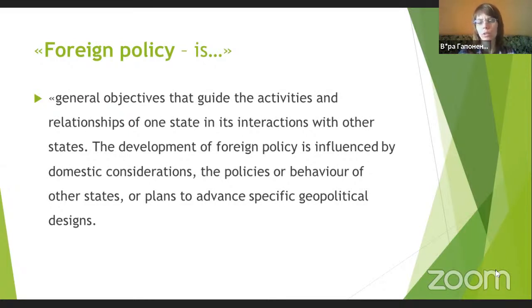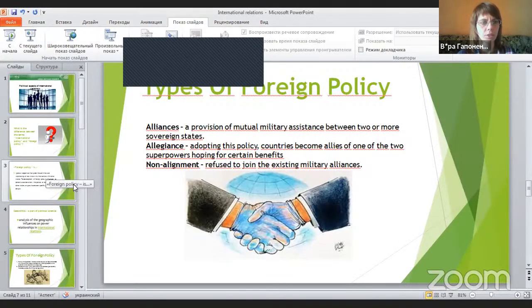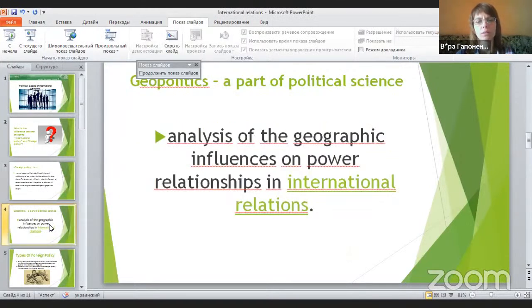And only a few words about geopolitics. Geopolitics is a main part of political science, which includes the possibility to study and investigate geographic influences on power relationships in international relations.